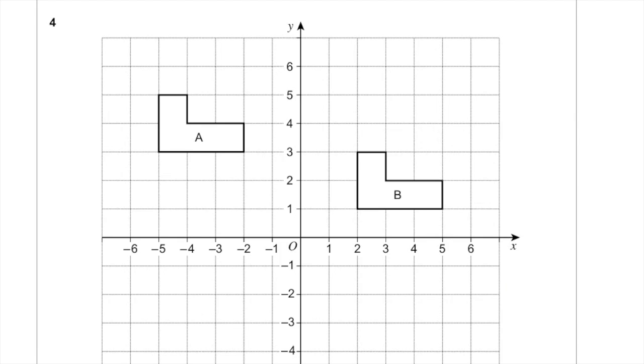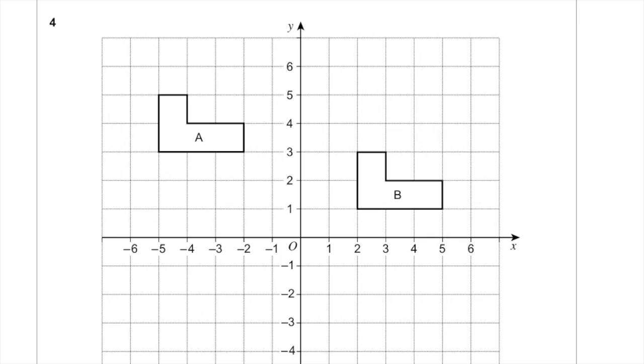Question 4, Part A. Describe fully the single transformation that maps shape A to shape B. Now we can see that shape A, when it's transformed into shape B, doesn't change size and doesn't change direction, which means that the transformation that's most likely to have taken place is a translation.